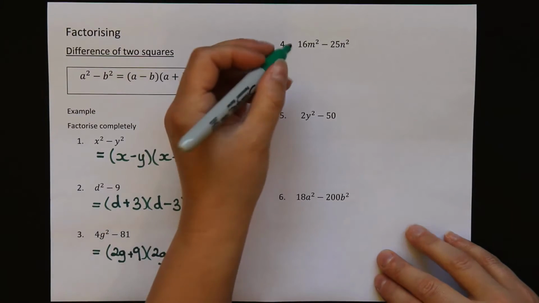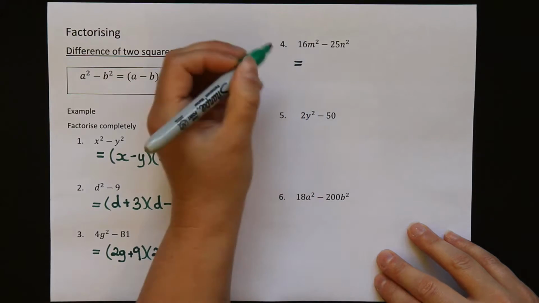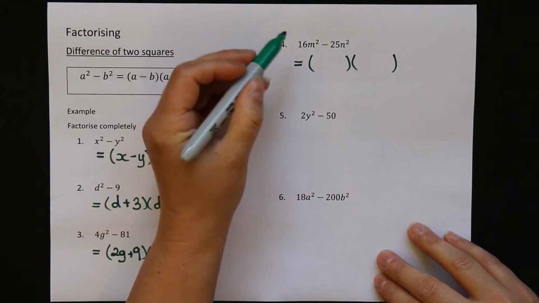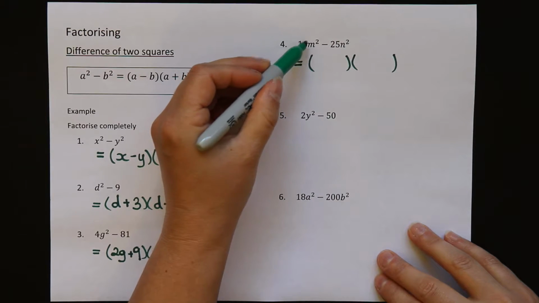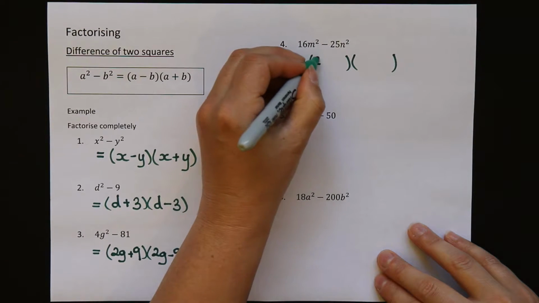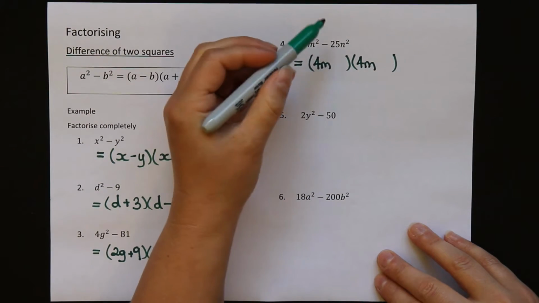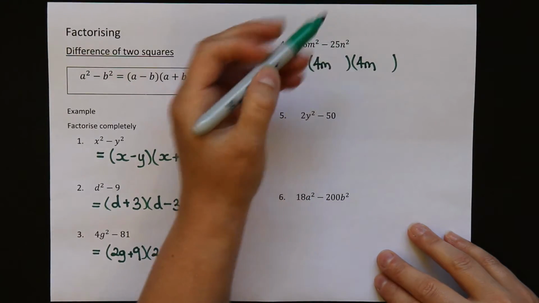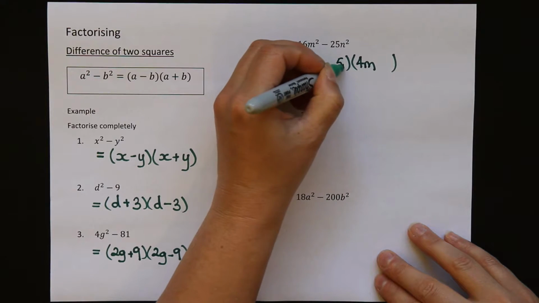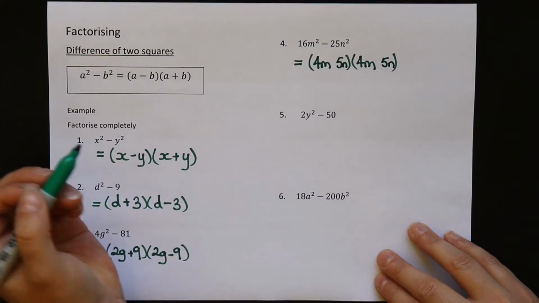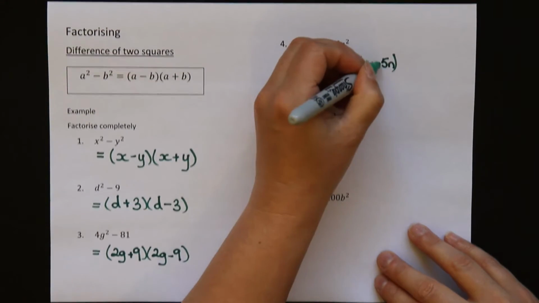Question 4. Put down our double brackets. Okay. Square root of 16m squared is 4m. Goes in the front. And the square root of 25n squared is 5n. Should have made my brackets a little bit bigger, I think. Okay, one is a plus and one is a minus.